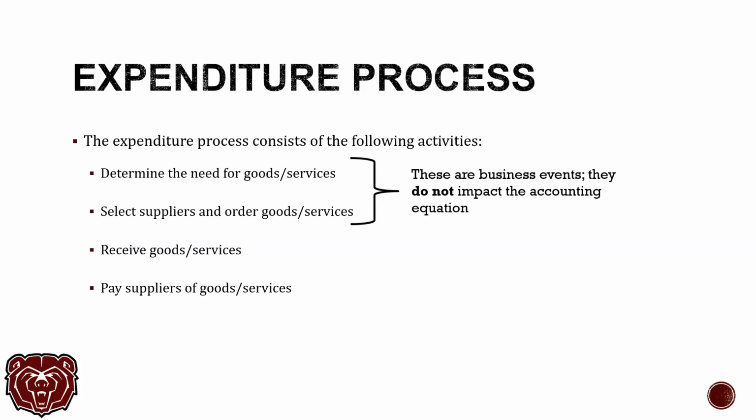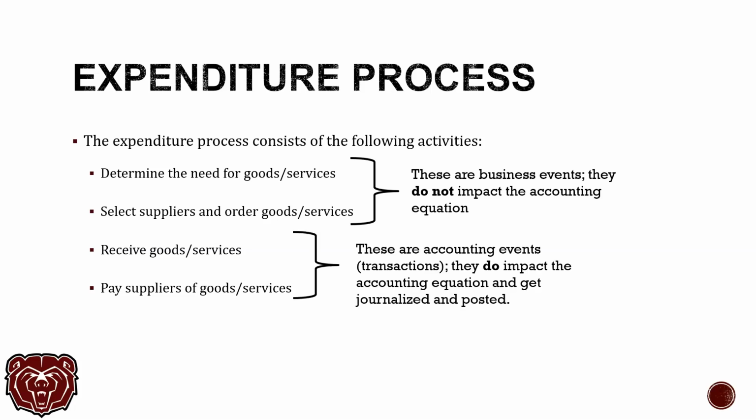It is important to note that these first 2 points, determining the need and selecting the suppliers, they're just business events, okay? They do not impact the accounting equation, and since they do not impact the accounting equation, we don't record them. The last 2 are actual accounting events. These are transactions. They do impact the accounting equation, and thusly they get journalized to the general journal, right? Remember, that's your chronological list of all the events that happen. And from the journal, they get posted to your general ledger. Okay, the general ledger are those T accounts. That's where we can find our balances very easily.